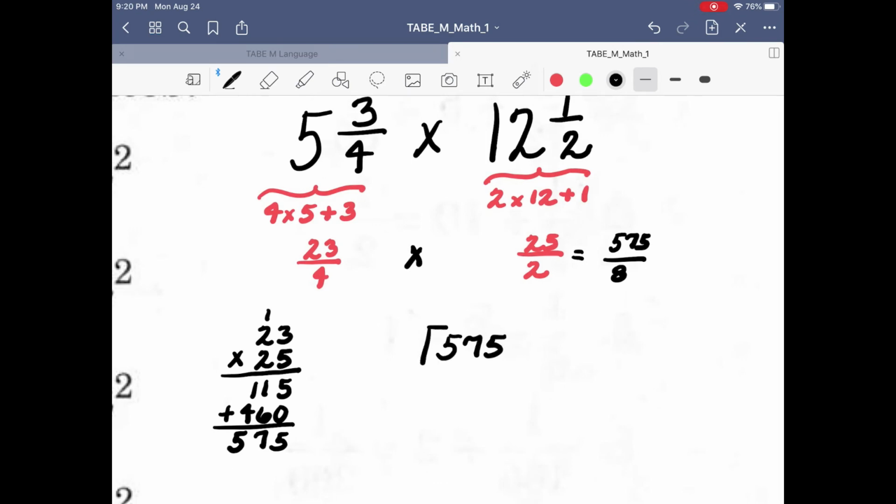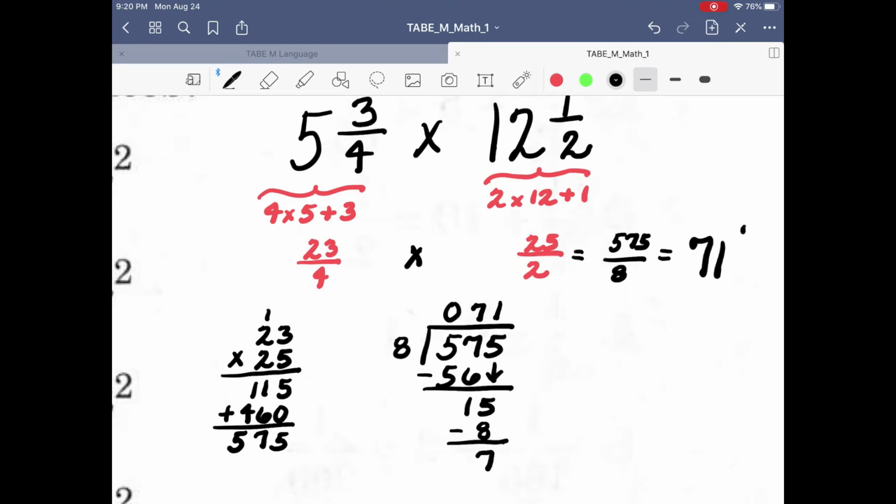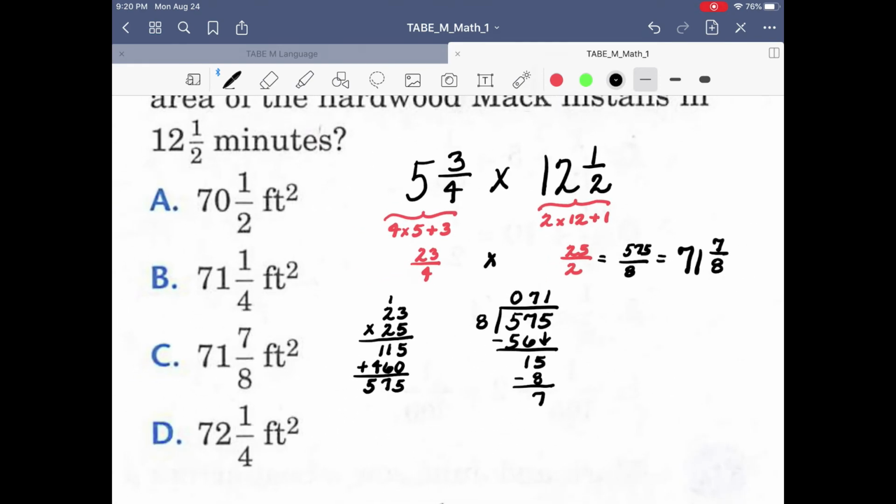575 divided by the 8. 8 into 57 is 7 times. It's going to give me 56. 8 into 15 is only 1 time, and that's going to leave me with a remainder of 7. So we're looking at 71 and 7/8. And there it is, option C. And that is square feet. 71 and 7/8 square feet.